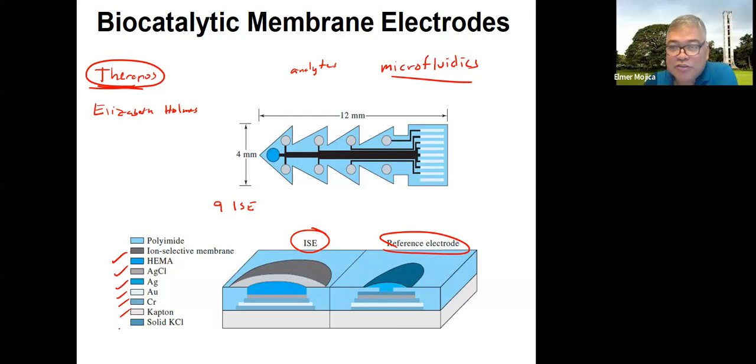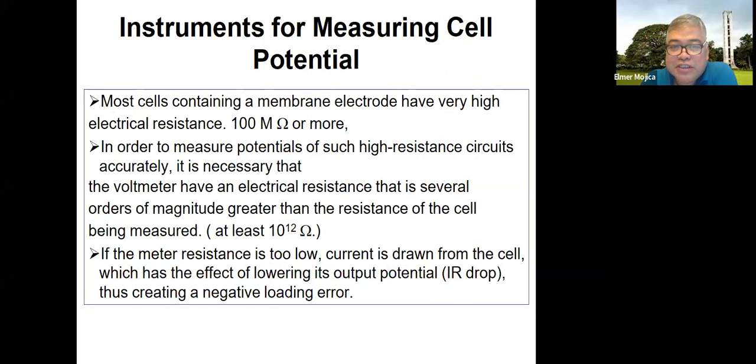So that's, we could say, the future of the things here. Okay. Now, an important consideration in the design of an instrument for measuring what we call cell potential is that its resistance be large enough compared to the cell. If it's not, the IR drop in the cell produces significant error.